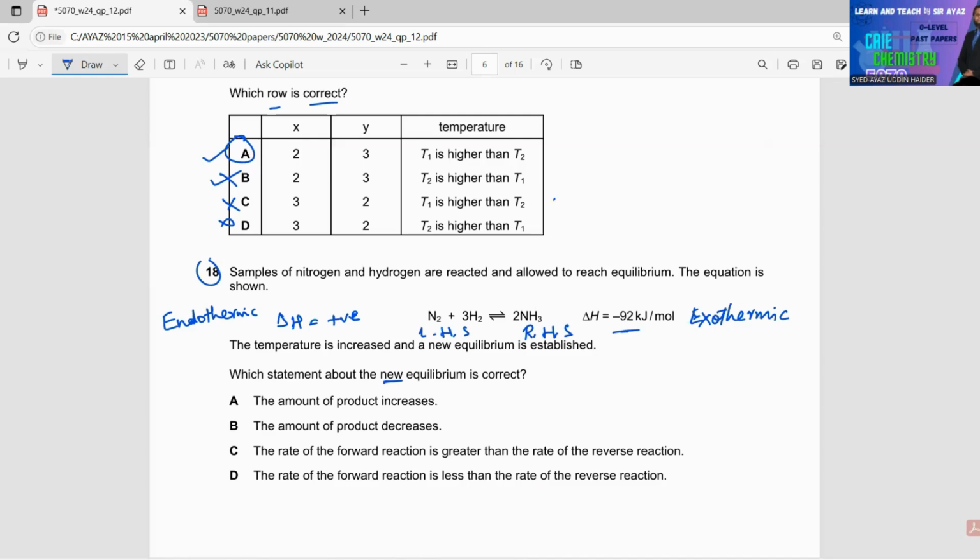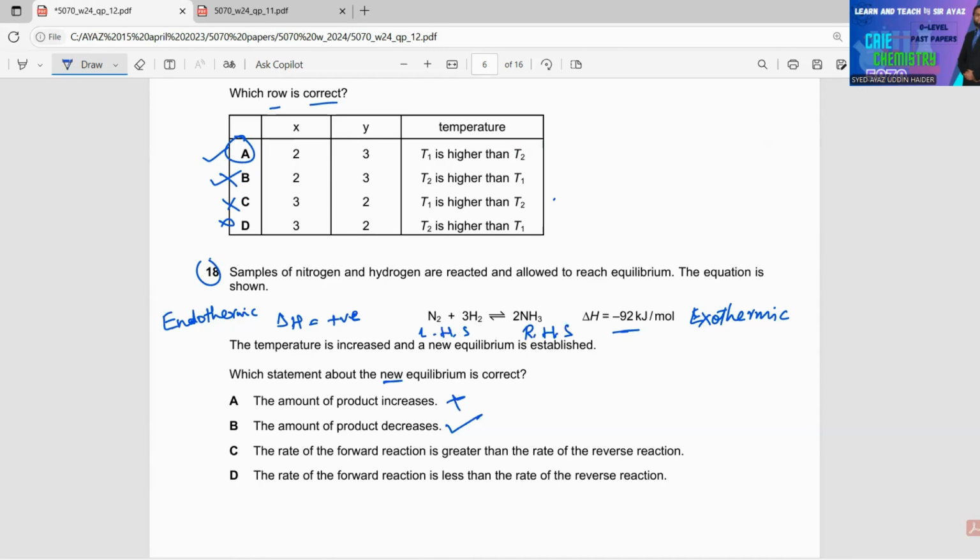A, the amount of product increases. This must be incorrect. The amount of product will not increase. The amount of product decreases. This one is correct because the equilibrium will shift to the left-hand side, which means the amount of product decreases. For your convenience, I am checking the other statements also.